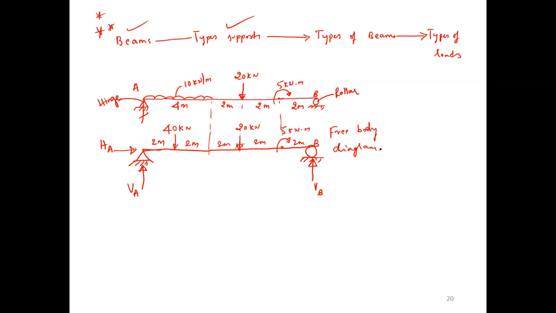Clear? Now, what are the equations of equilibrium? Sigma Fx equals 0, sigma Fy equals 0, and sigma moment at any point, I will take A, equals 0. First apply sigma Fx equals 0. How many horizontal forces are there in the given problem? Only one, and the sign convention is very important.